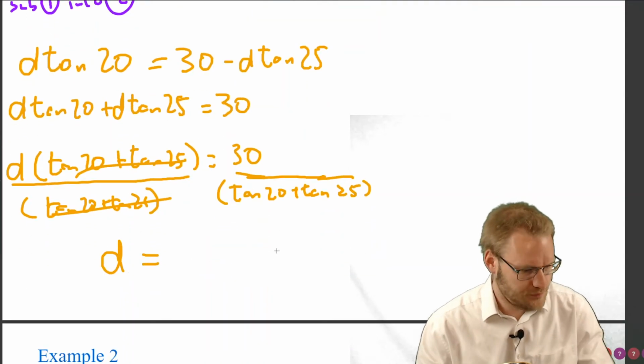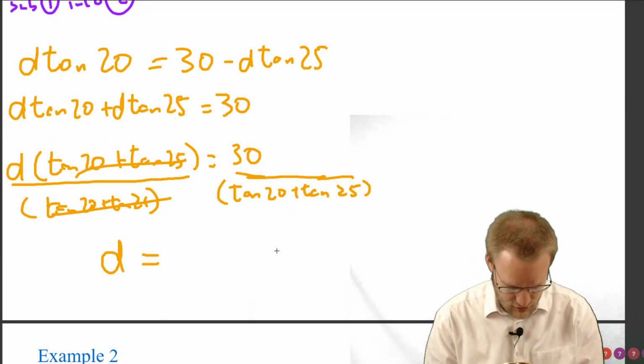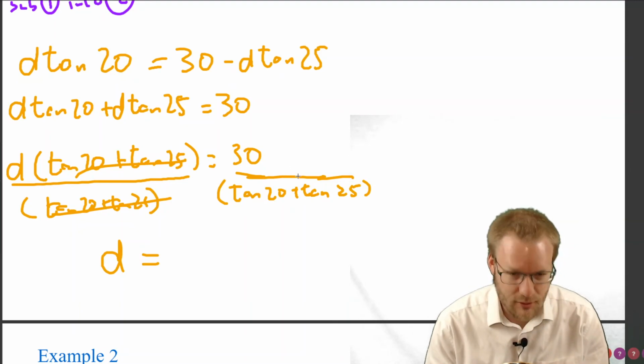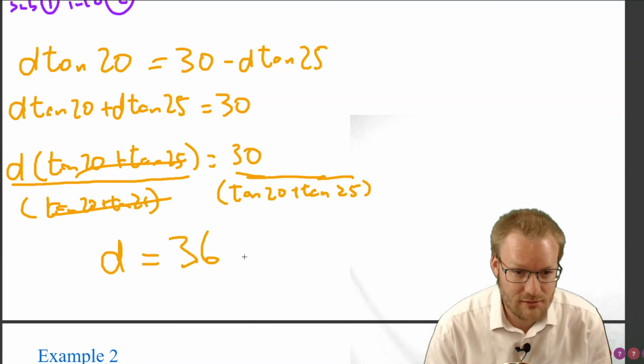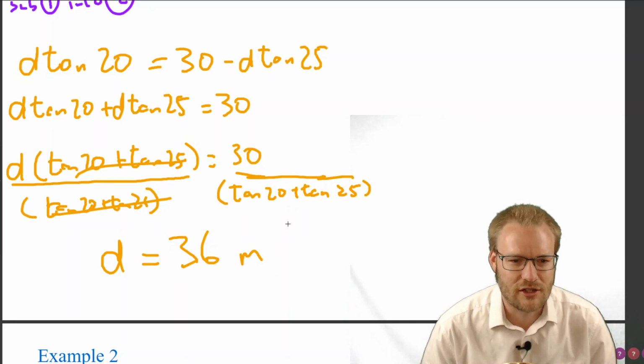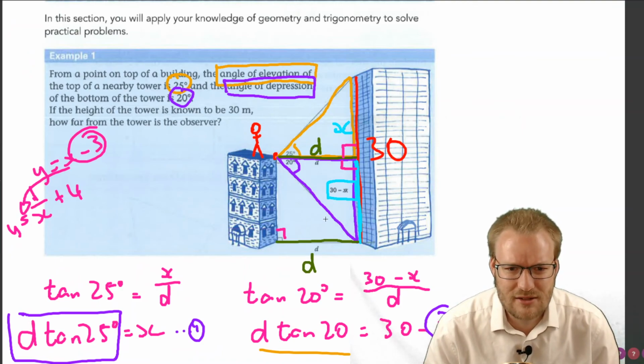d equals, calculator fraction, 30 over tan 20 plus, should really get quicker on the calculator, tan 25, and I got 36.13 whatever. Let's go to no decimal places. Assume everything was in meters. That seems to make sense, but just double check your units. 36 meters. Does that seem to make sense?